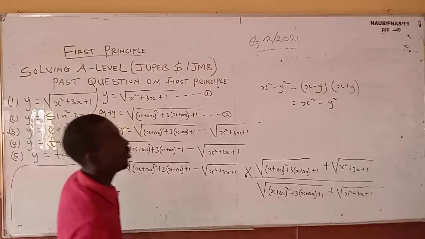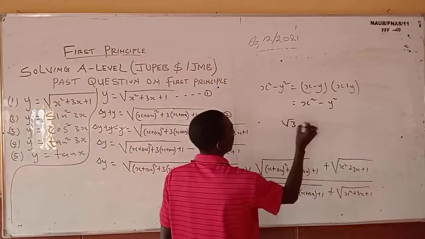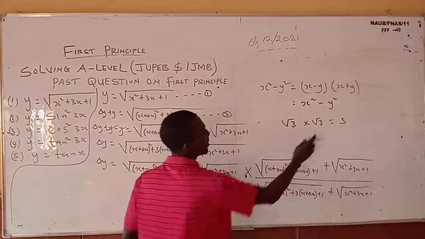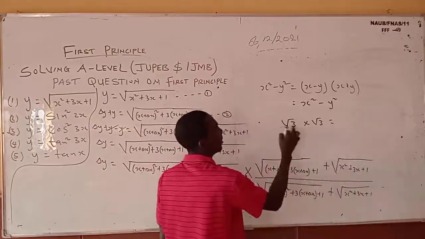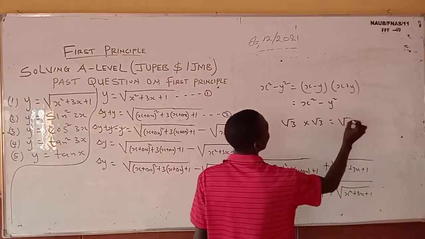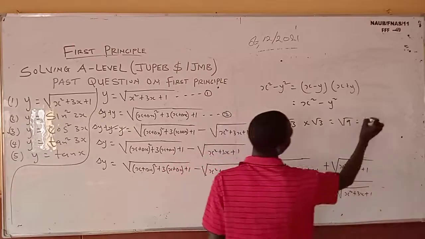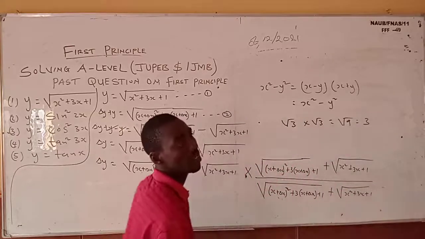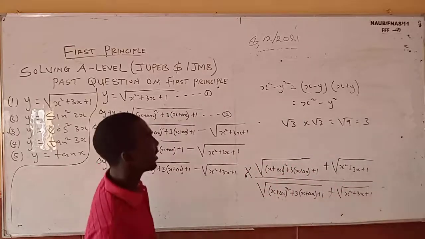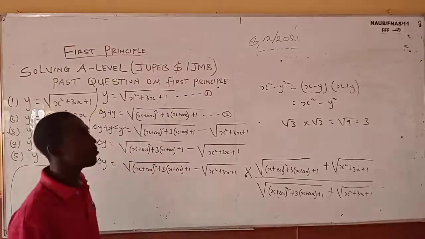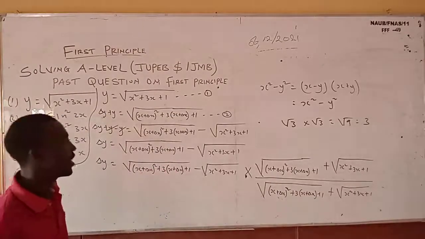And don't forget, root 3 times root 3 is still equal to 3. If you say that you did not agree, look at this: 3 times 3 is 9, so root 9. Root 9 is 3. Do you get that? So anytime you have the square root of a number multiplying the square root of the same number, it will give you the number itself.